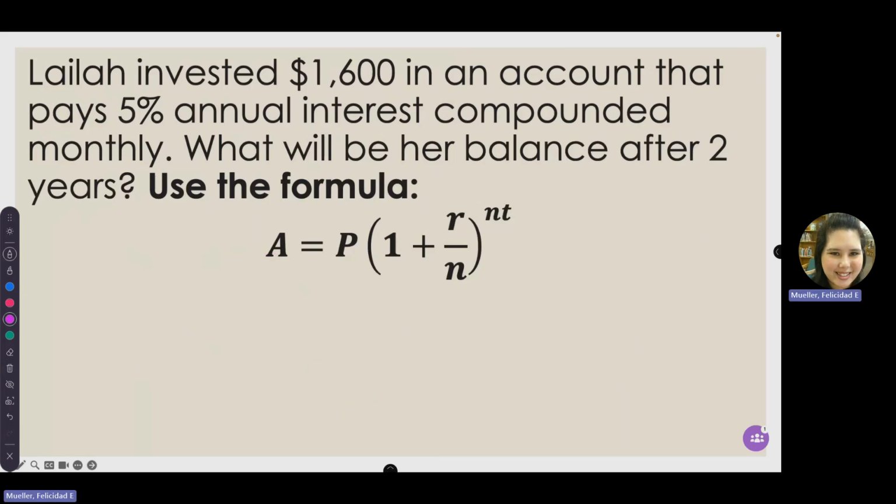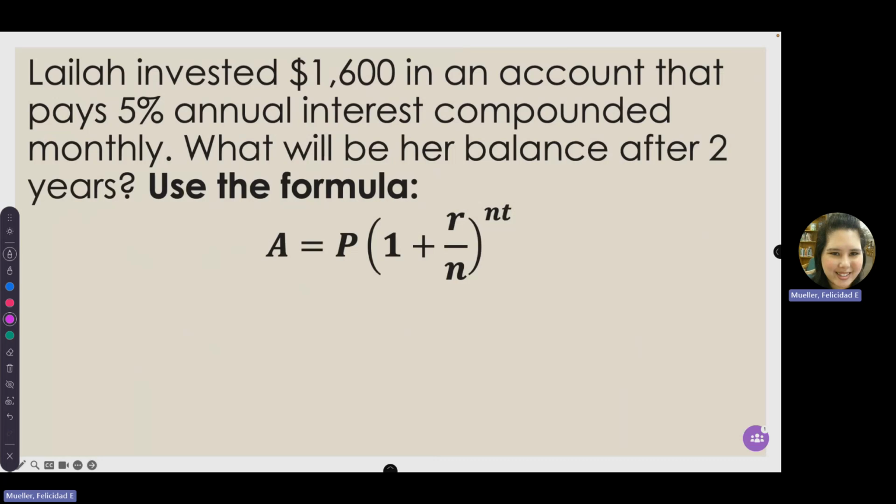Right, number 6. Layla invested $1,600 in an account that pays 5% annual interest compounded monthly. What will her balance be after 2 years? And use the formula A equals P times 1 plus R over N to the NT. So just like on this, I give you the formula. On your actual exam, we will also give you the formula.